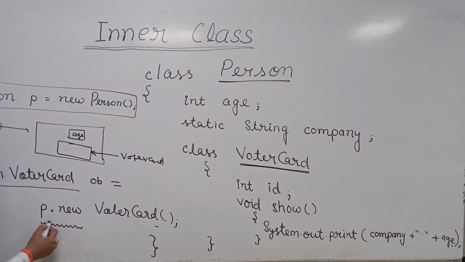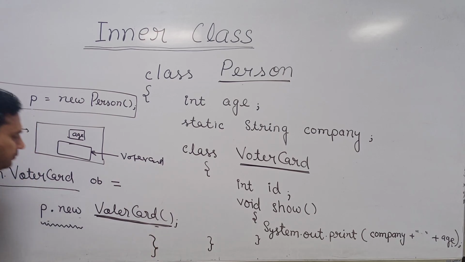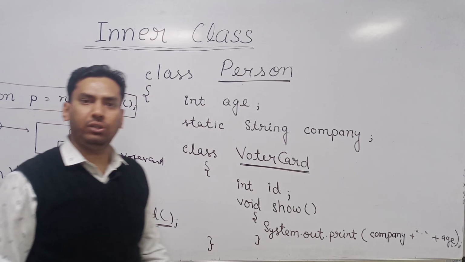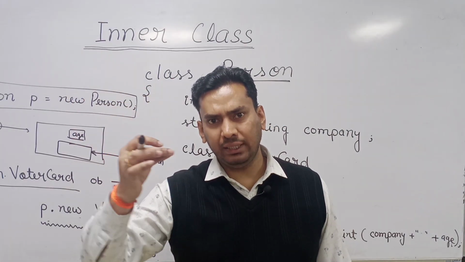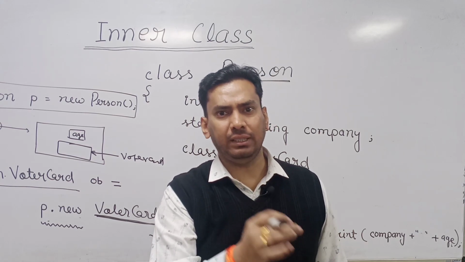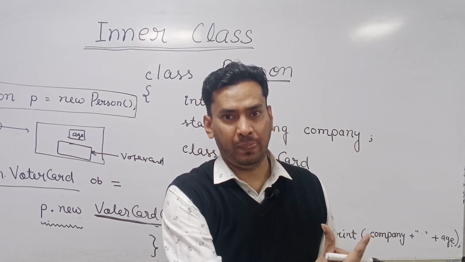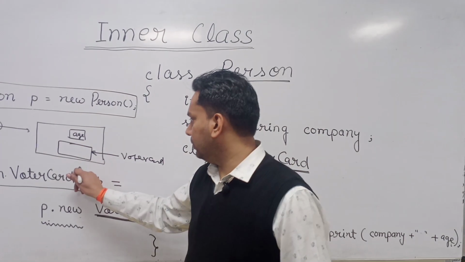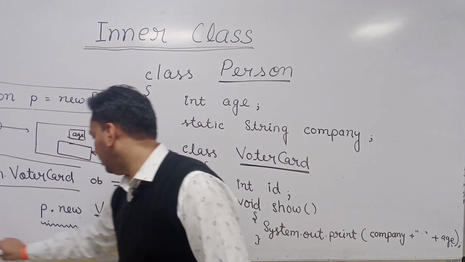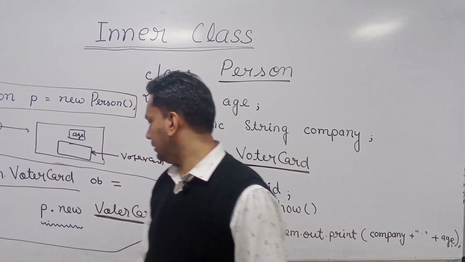So syntax is p dot new and then constructor of voter card. So this is the syntax of creating the object of the inner class. Simple syntax is saying outer class name dot inner class name reference variable is equal to outer class object reference dot new, and then the constructor of your inner class. So this is your syntax for creating the object of the non-static nested class or inner class.